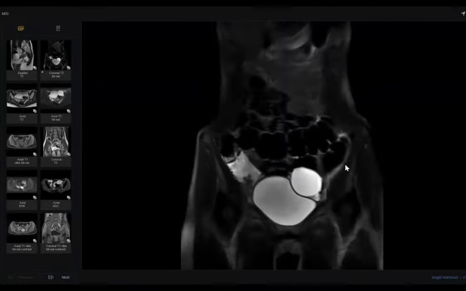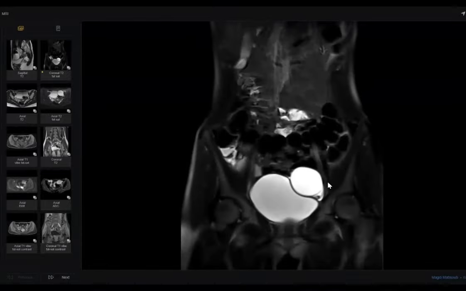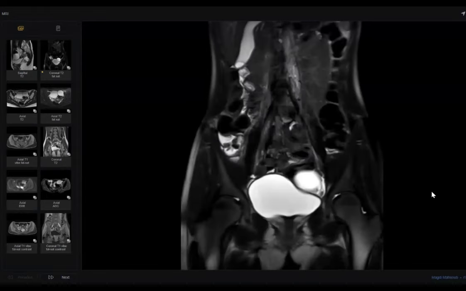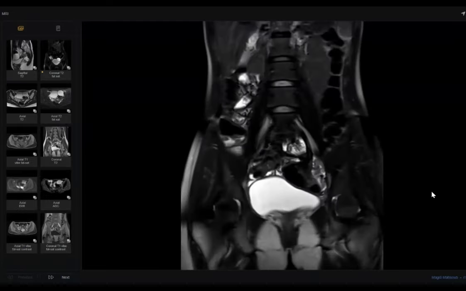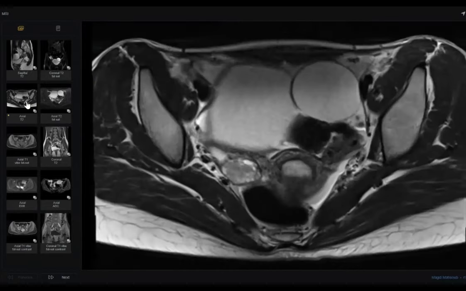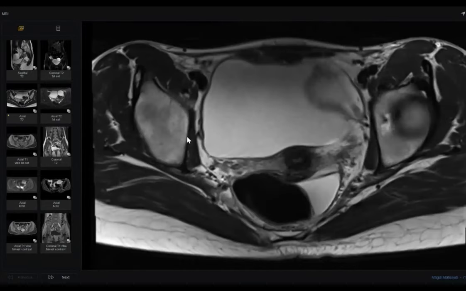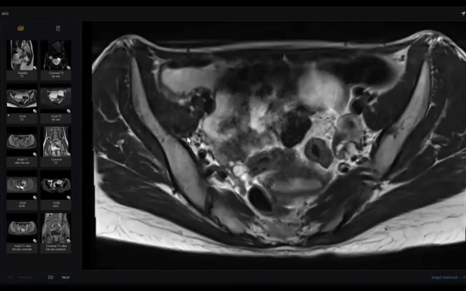But what happened? The cyst itself, follow the cyst, you will see some signal void here twisted around itself. Look, follow this one. This is the pedicle. See? Yes. All of this signal void is best seen here. Very obvious here in the axial.